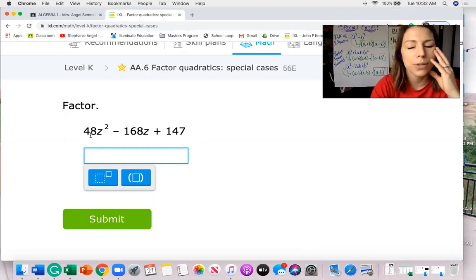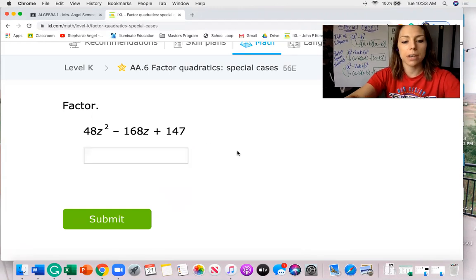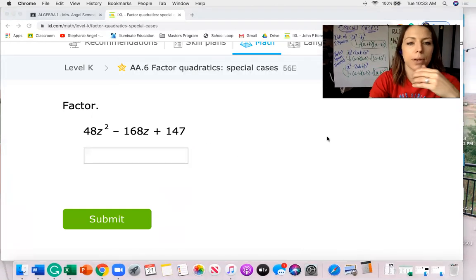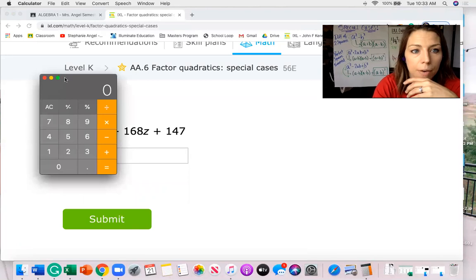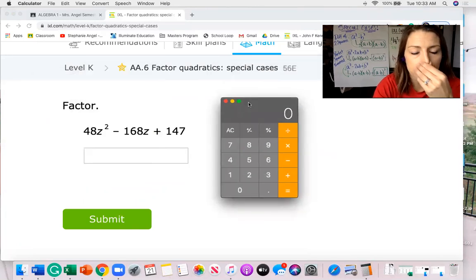So let's see, what goes into 48? Well, what perfect square is a factor of 48? You know what I'm going to do? I'm going to bring up a calculator, because why not, right? You have access to that. All right, let's see. We know 4 goes into 48. 48 divided by 4 is 12. Does 12 go into 147? I don't think so.